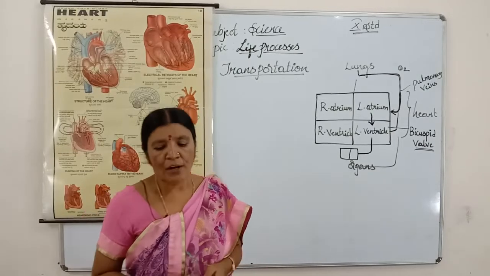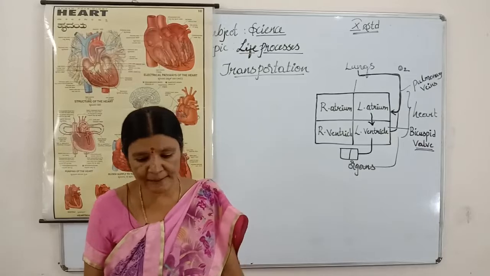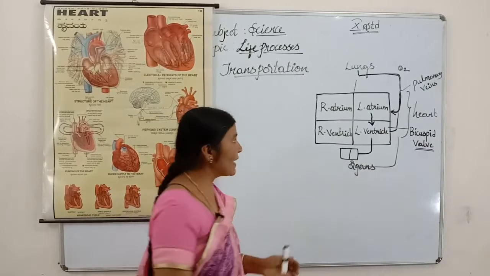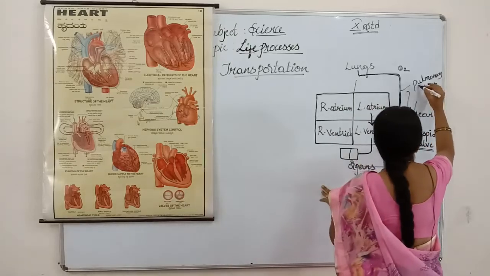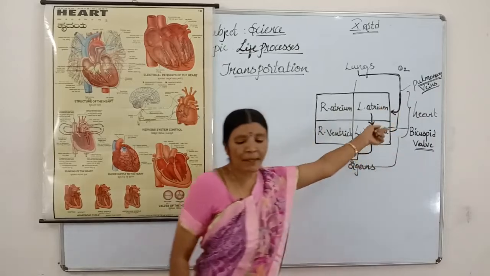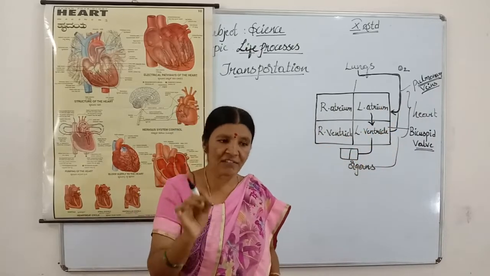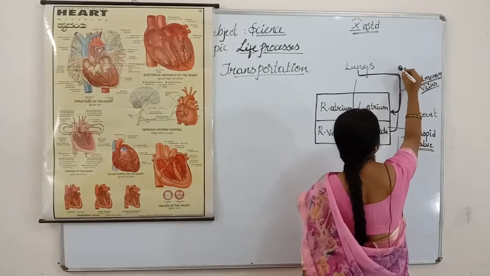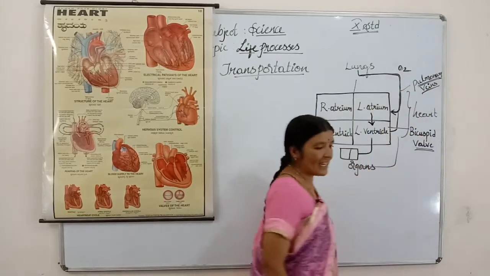Okay, children, now the blood from the lungs enters the heart by the pulmonary veins. I told you, the pulmonary vein is important. The pulmonary vein is the only vein which carries oxygen rich blood.